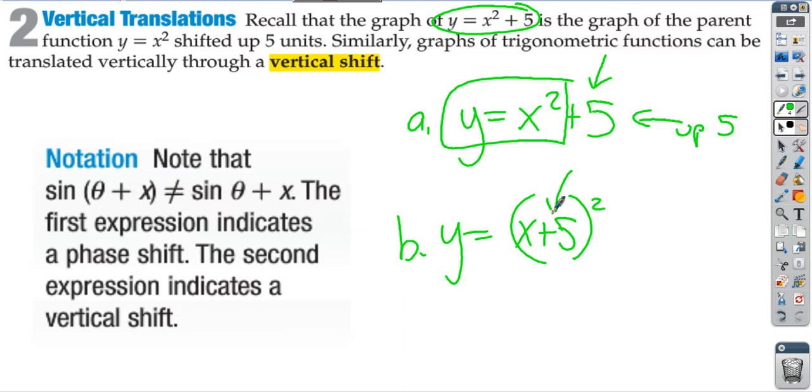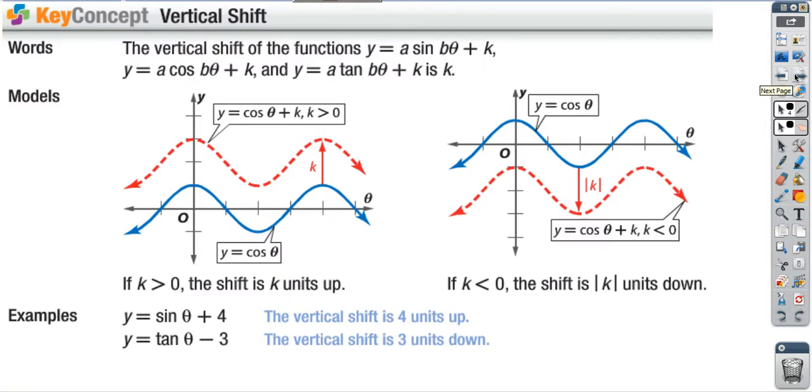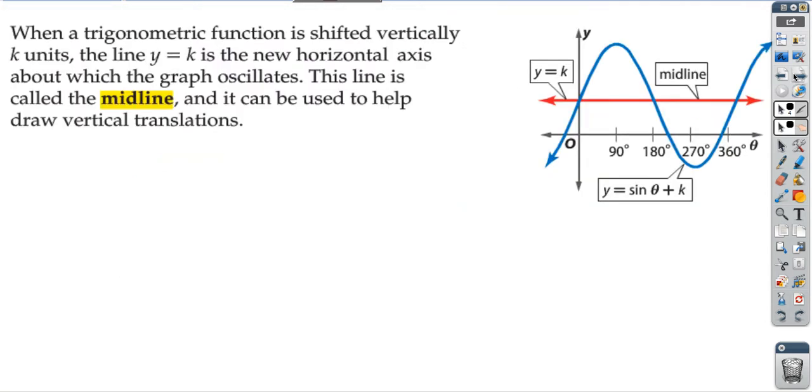Here, you're adding to x. So that would mean go left 5 because the plus 5 is almost attached to the x. It's inside of that function and it happens before you square it. So that's the difference. Vertical shifts work the same way. You just bump the graph up and down instead of right and left. And you can see some pictures with cosine there.